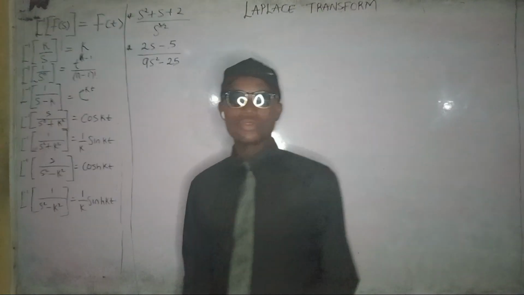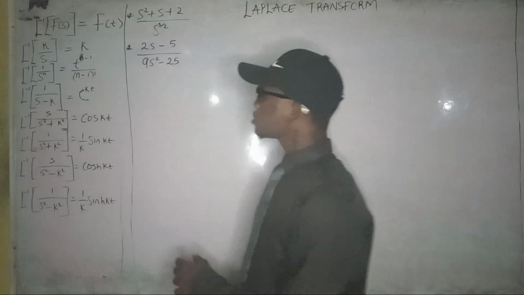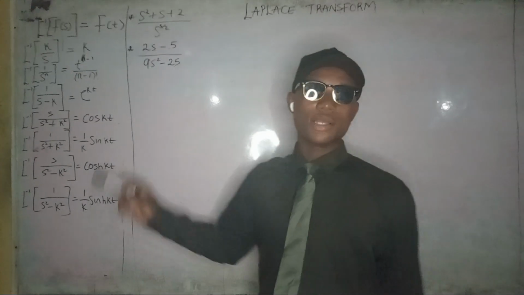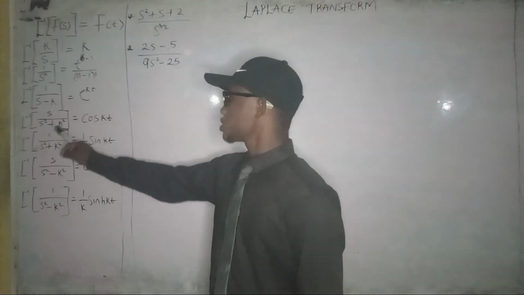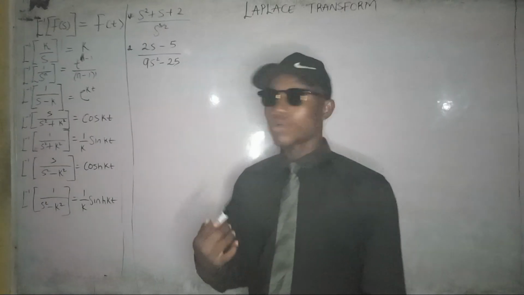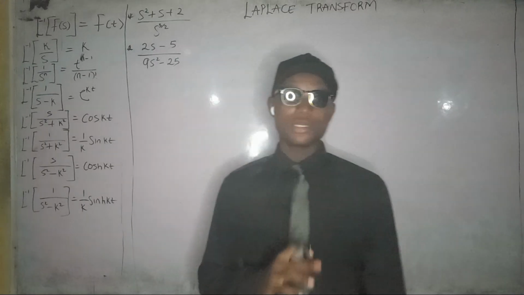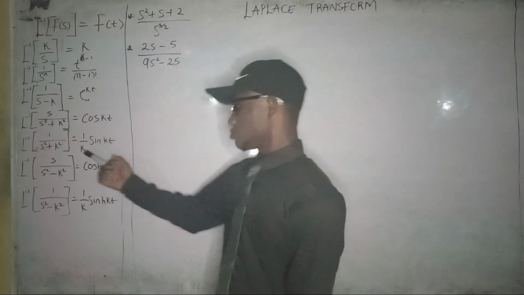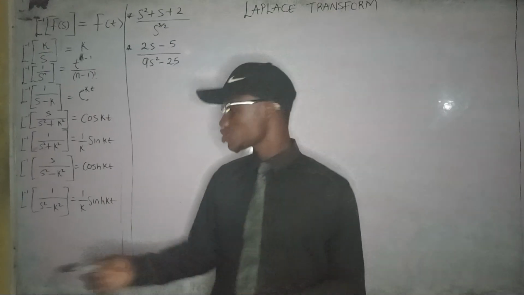In this, you should know that the inverse Laplace transform of 1 over s minus k is equal to e raised to power kt. The inverse Laplace transform of s over s squared plus k squared is cos kt. The inverse Laplace transform of 1 over s squared plus k squared is equal to 1 over k sin kt. Yeah. And therefore, similarly for the hyperbolic functions cosh and sinh.